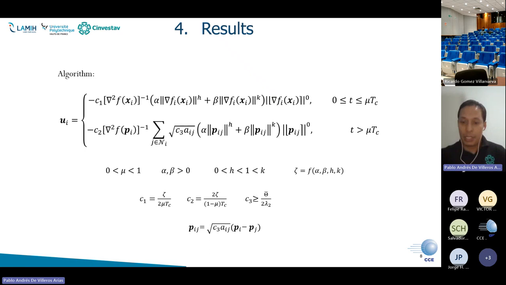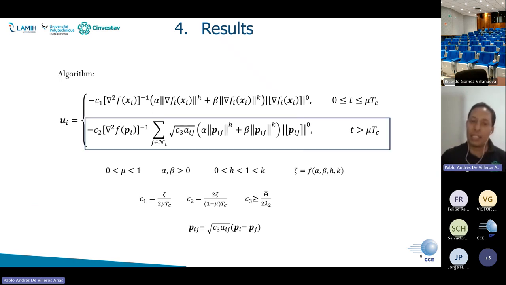Here are the results. It's the algorithm we developed. It's a two-step algorithm. Allow me to start explaining the second part of the algorithm. As you may see, we have here a sum over the neighbors on the network. So this second part of the algorithm is concerned with bringing the agents to the global minimum. This symbol here is the vectorial signum function.